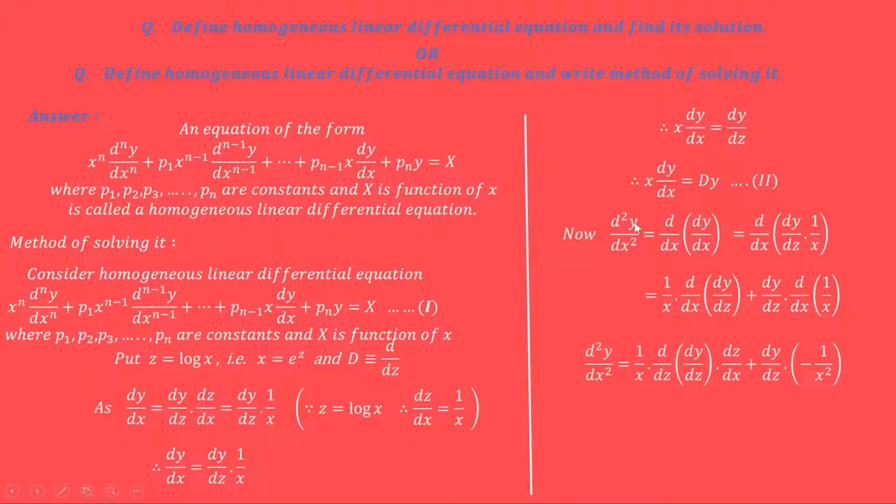So this is equal to d2y by dx square is equal to 1 by x as it is. Here d by dz, dy by dz into dz by dx. We use chain rule, and then dy by dz as it is, derivative of 1 upon x, which is minus 1 upon x square. Take this d by dz inside. And so this is equal to 1 upon x d2y by dz square, dz by dx, that value is 1 upon x, and then minus 1 upon x square outside dy by dz. And so we get d2y by dx square is equal to 1 upon x square d2y by dz square minus 1 upon x square dy by dz.